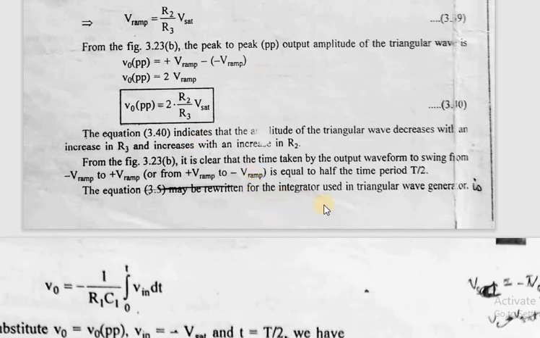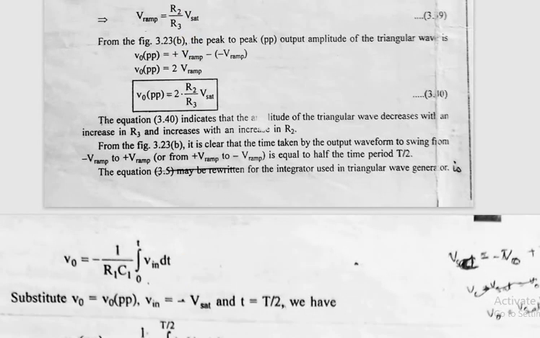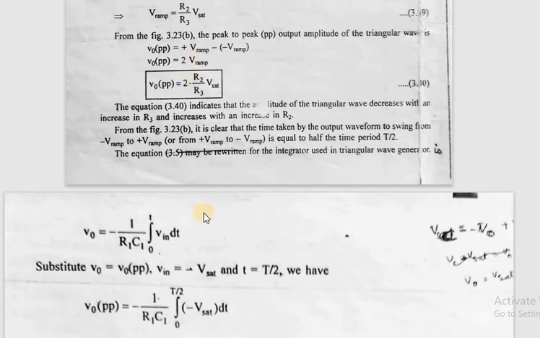So for the integrator used in the triangular wave generator, we can use the integrator formula. We know V naught is equal to minus 1 upon R1 C1 integration 0 to T of Vin dt. This is the basic integrator formula that we'll be using. So in this, what is Vin? Vin is minus Vset, T is T by 2, and V naught is V naught peak to peak. So putting all the values in the respective formula, we get the following form.